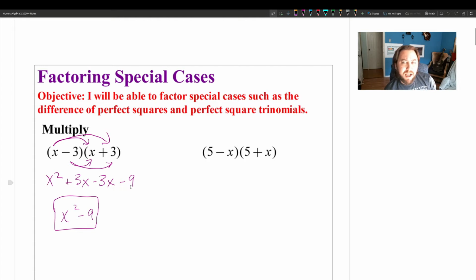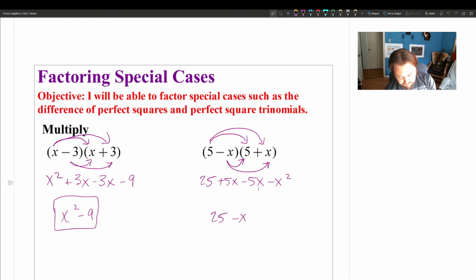Let's see if the same kind of behavior happens in the next problem. 5 times 5, that's going to be 25. 5 times x will be plus 5x. Negative x times 5 will be negative 5x. And then negative x times positive x will be negative x squared. Our two terms in the middle, again, seem to cancel each other out, and we end up with 25 minus x squared.